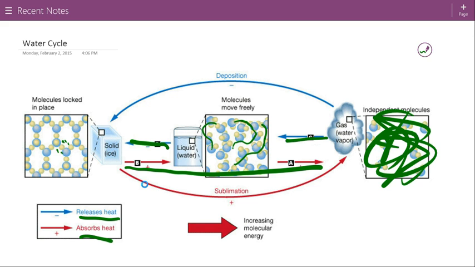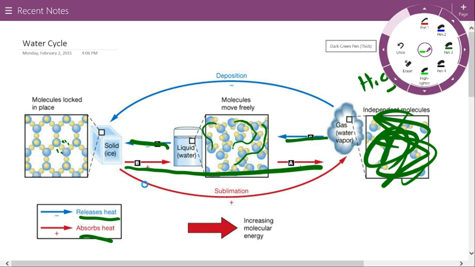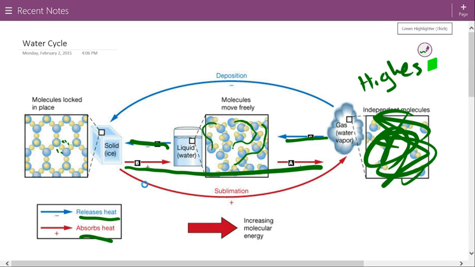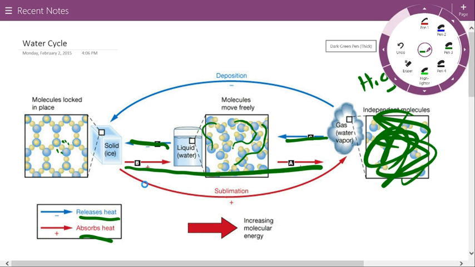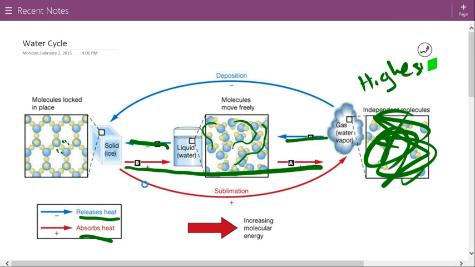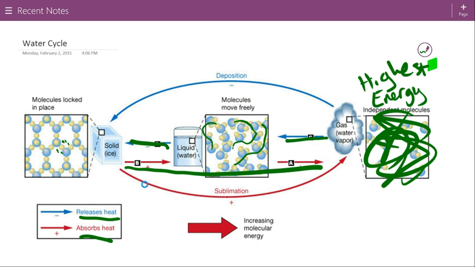Okay, so here again we have the highest energy. Changed colors on me. No, stop it. There we go, highest energy. And then over here we have the lowest. And in this case, the energy that is being discussed is heat.